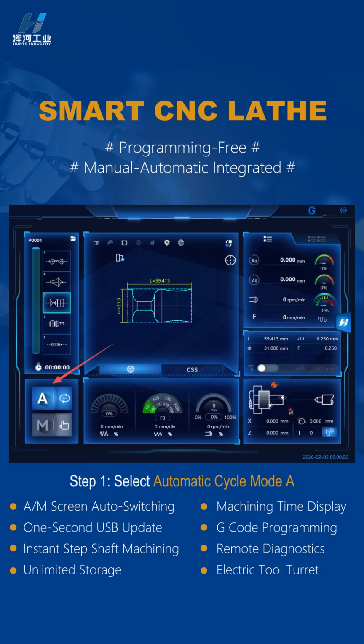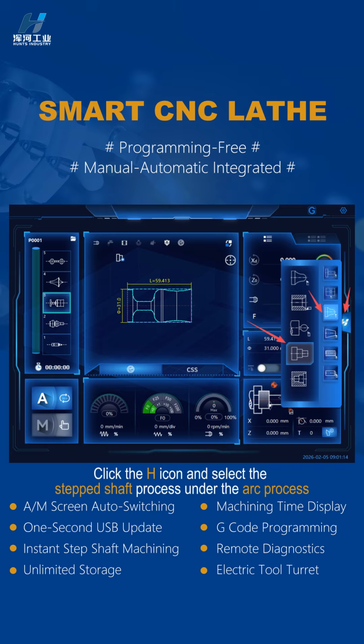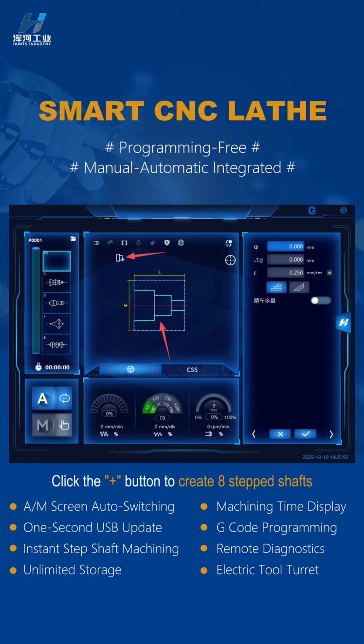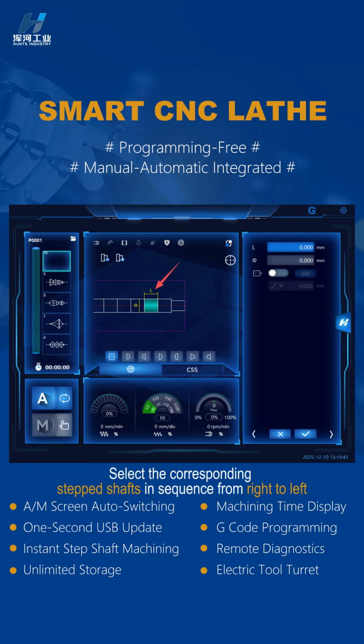Step 1. Select automatic cycling mode. A. Click the H icon and select the step shaft process under the arc process. Click the plus button to create 8 step shafts. Select the corresponding step shafts in sequence from right to left.